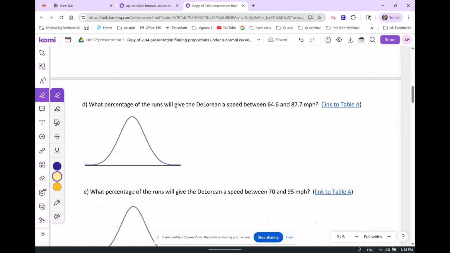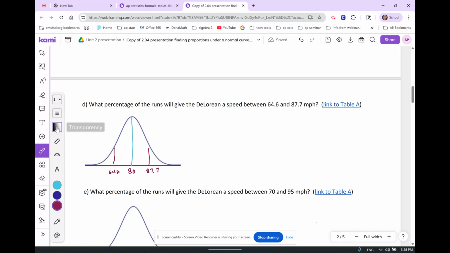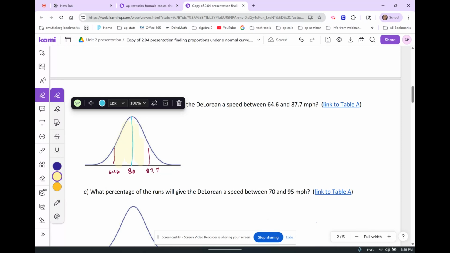Okay, let's go on to D. What percentage of runs will give the DeLorean speeds between 64.6 and 87.1? So again, we mark up our diagram. Let me get the pen out. And I want the darker color. So that's 80. And we're now between two values. And now we're going to shade. So now we're looking at between two values.